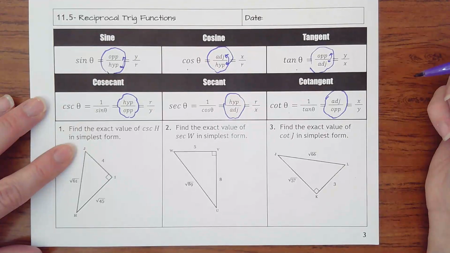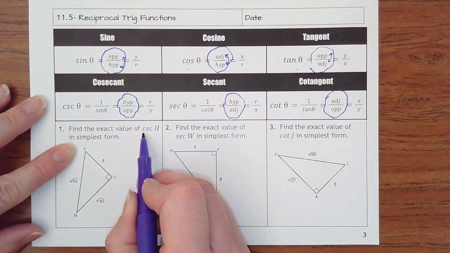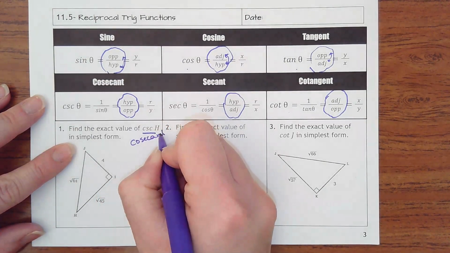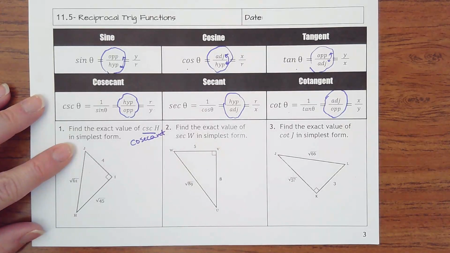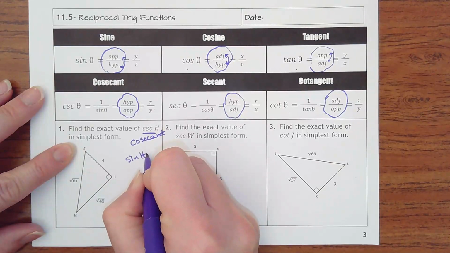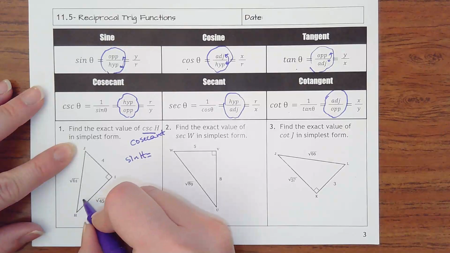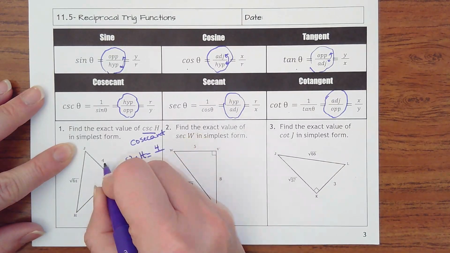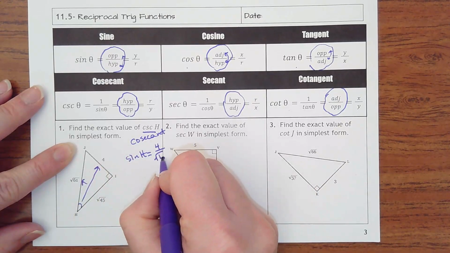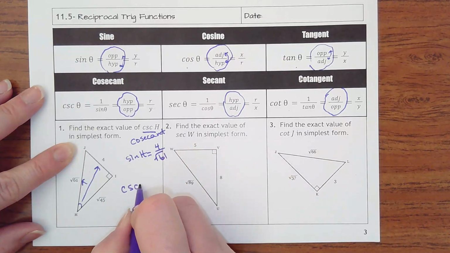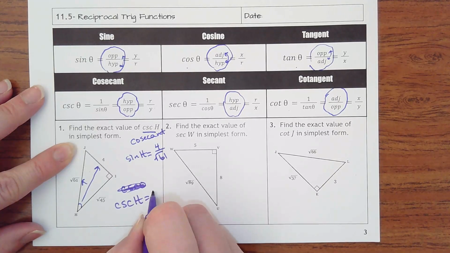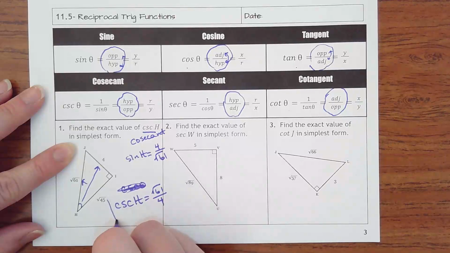So here on number 1, it asks me to find the exact value of cosecant. Cosecant is the CSC, cosecant of angle H. So I want to think about maybe doing sine of H, and then I'll flip it. Sine of H would be opposite over hypotenuse. Don't worry about rationalizing, because now that I do cosecant of H, I'm just going to flip it and it will be square root of 61 over 4.